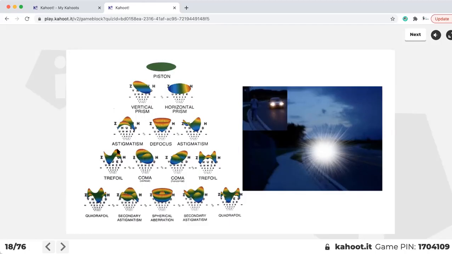But the higher order aberrations are distortions in the visual system that cannot be corrected by glasses, like trefoil, coma, and spherical aberrations. These are responsible for some visual phenomena, like the patient reporting that he can see glare, halos, or starbursts. These starbursts, halos, or glare occur due to the presence of higher order aberrations.